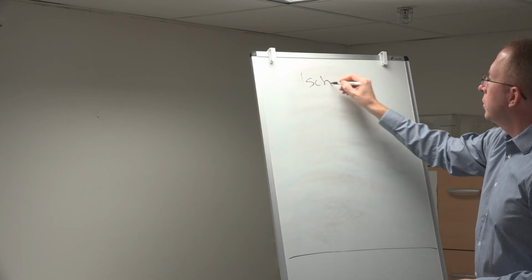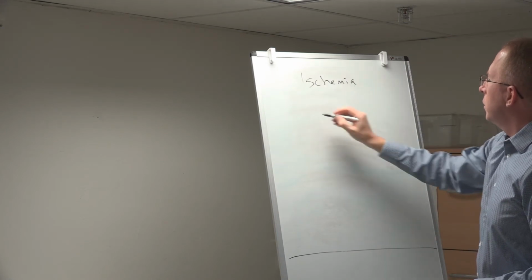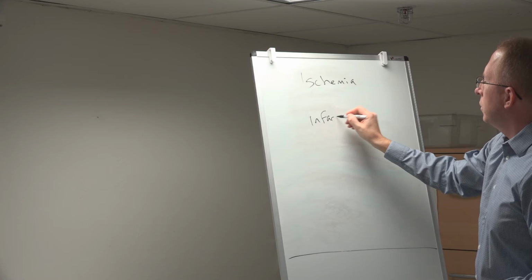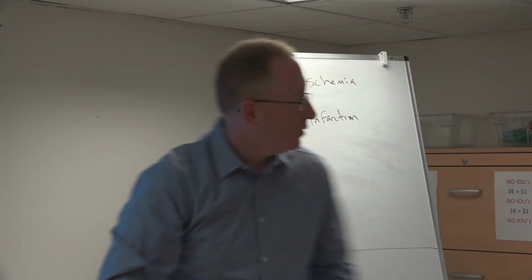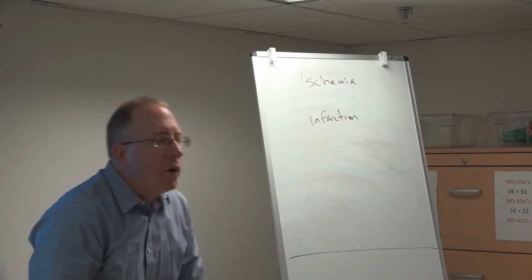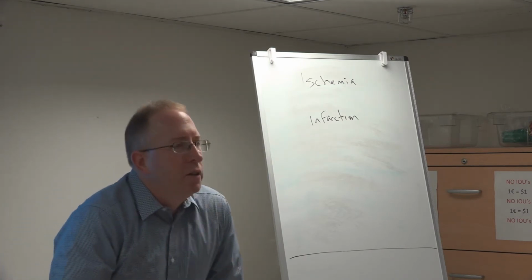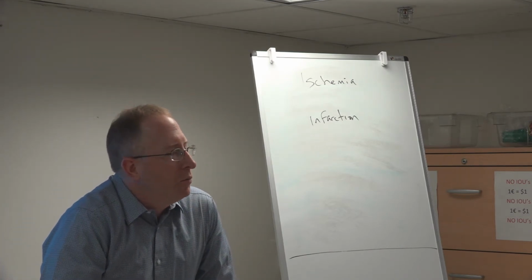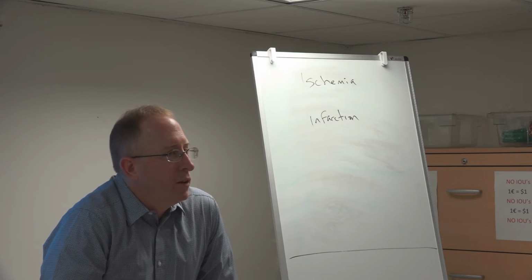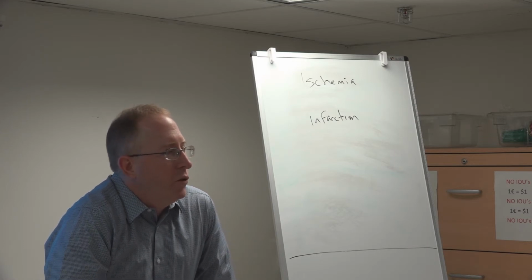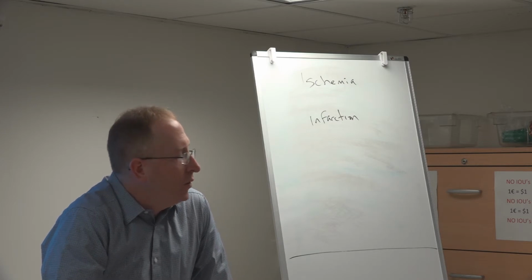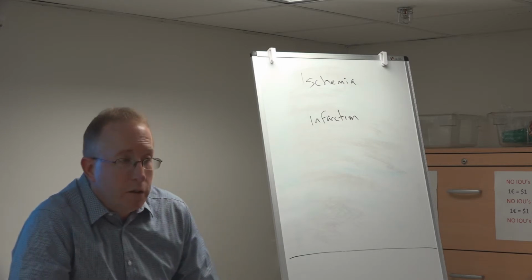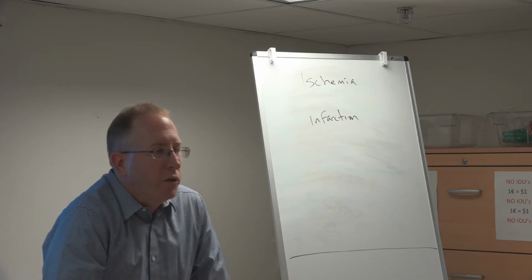So we have two terms. One is ischemia. The other one is infarction. Can anybody tell me the difference between myocardial ischemia and myocardial infarction? Anybody know the difference between the two? Myocardial, of course, refers to the heart. Ischemia means the heart cells are dying, usually for a lack of oxygen.